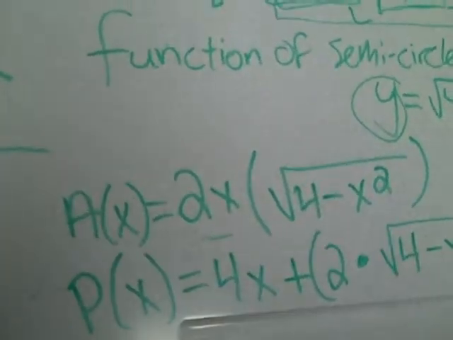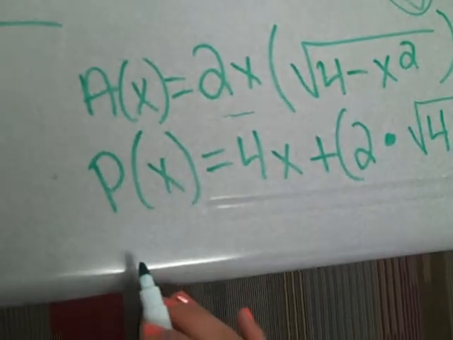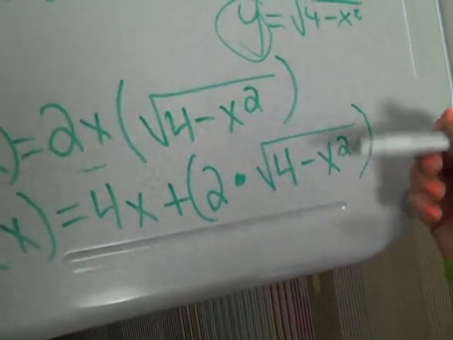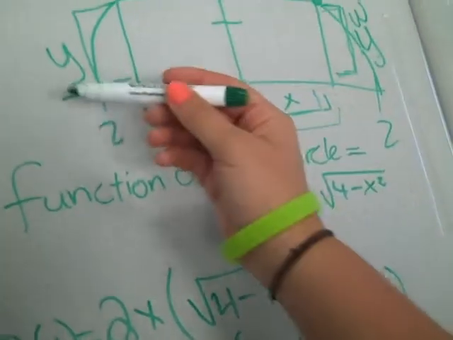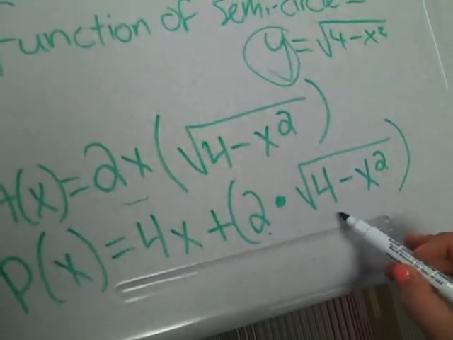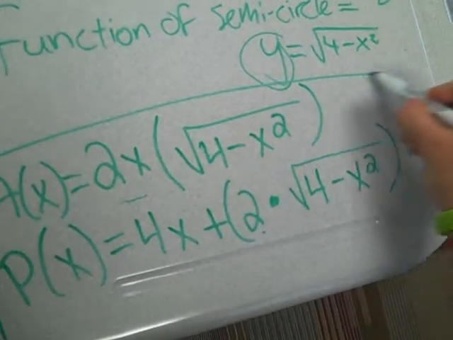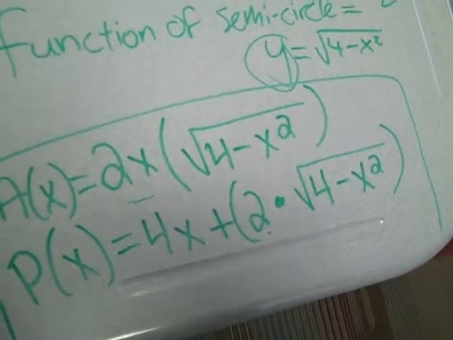And then for the perimeter as a function of x, since we have 4 x's, we're going to do 4x plus, because you're adding since it's perimeter, plus the 2 y's. So you multiply 2 times the value that you have for y, and this is what you end up getting as your answer for the function of the area and the function of the perimeter.